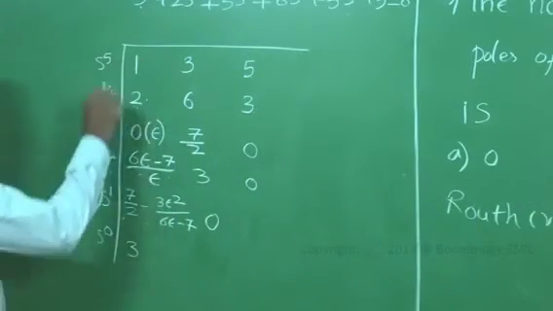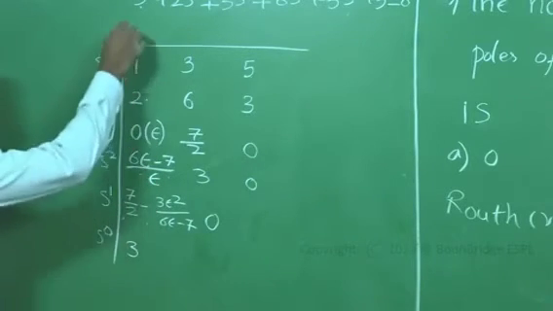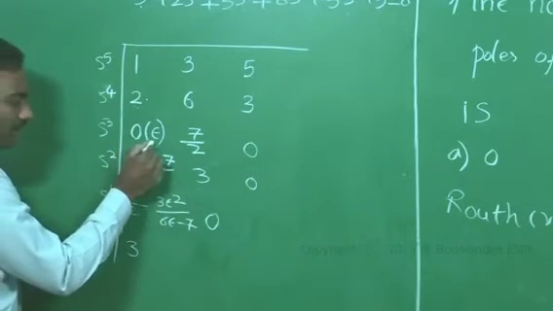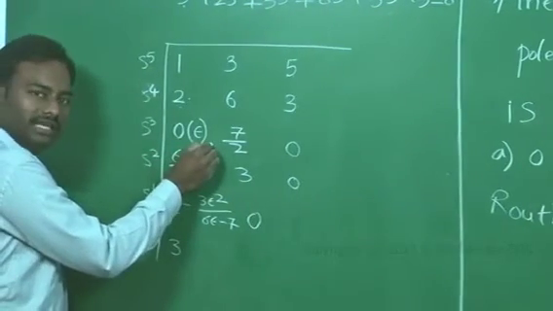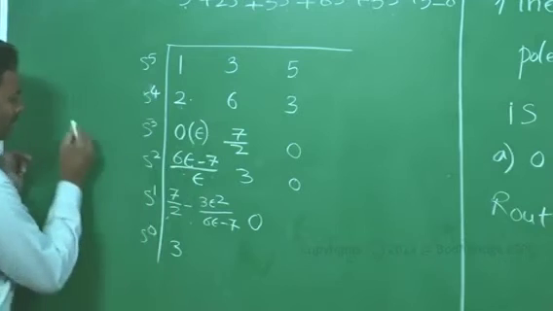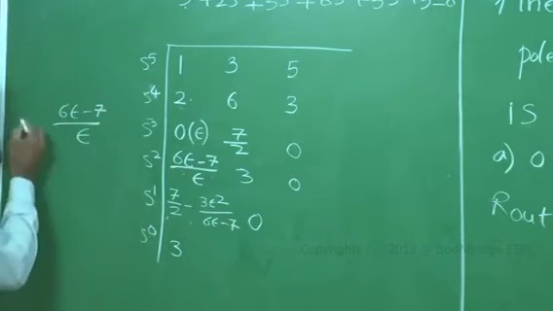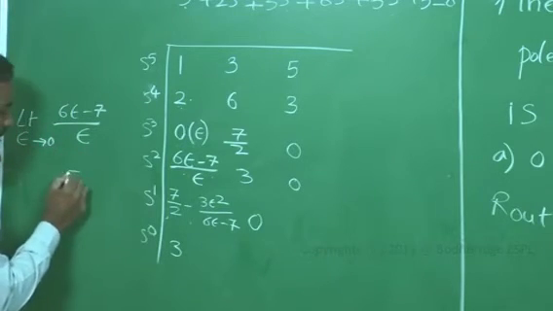To find the number of poles in the right hand side of the S-plane, we need to count the sign changes in the first column of this Routh table. When the first element of a row is epsilon, when counting the sign changes, we must ignore this element. Now let us see the other elements. In this element, 6 epsilon minus 7 by epsilon, we can see that as epsilon tends to 0, this will be negative.